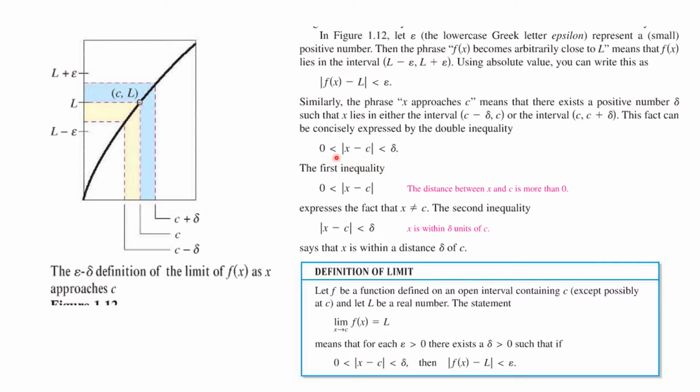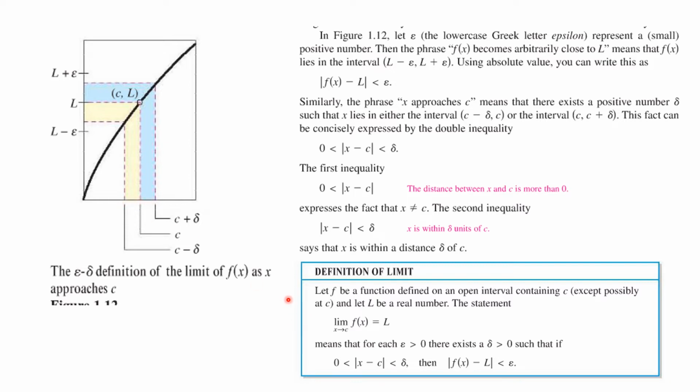Now the first part of this inequality, 0 is less than the absolute value of x minus c, means that the distance between x and c is more than 0. x is not equal to c. The second piece says that x is within delta units of c on either side. This is delta and this is delta.